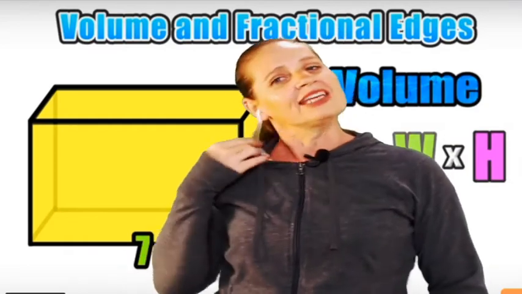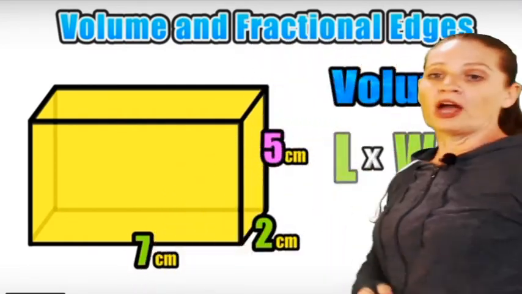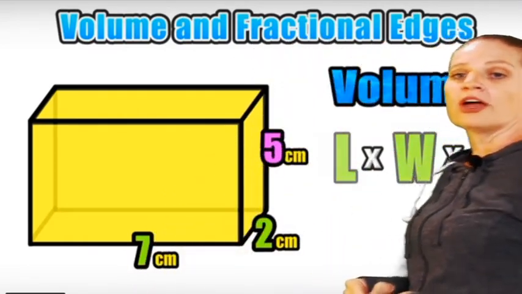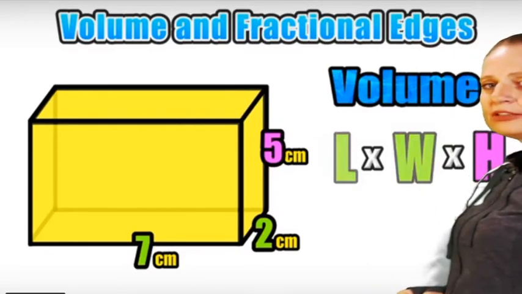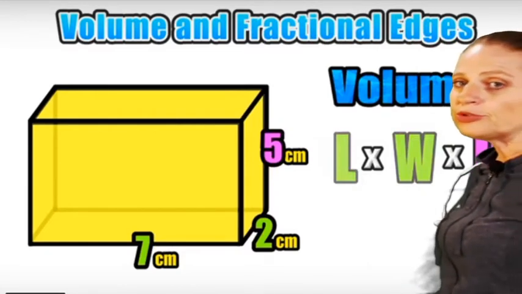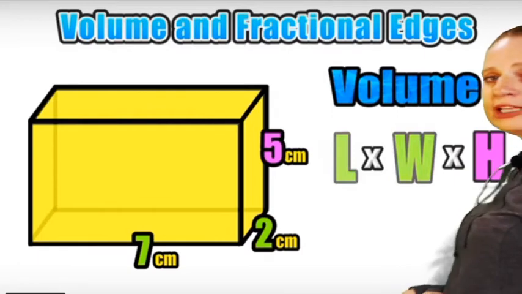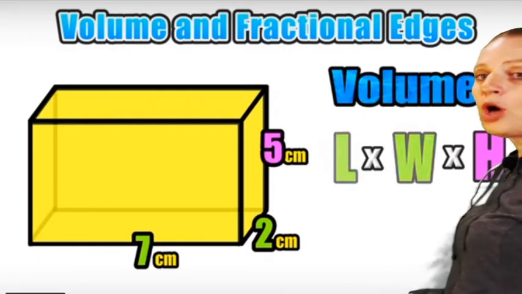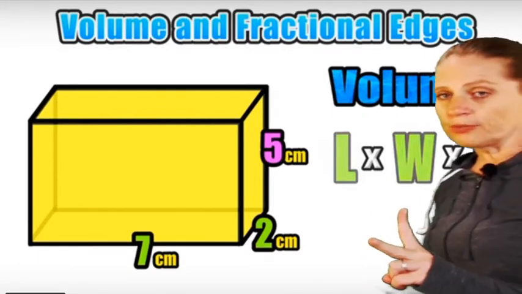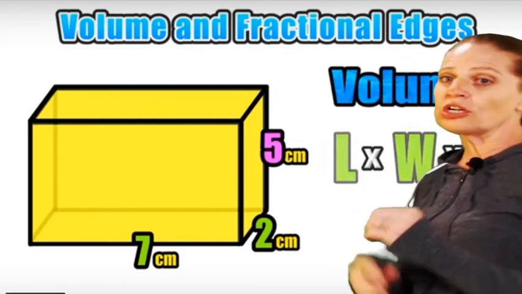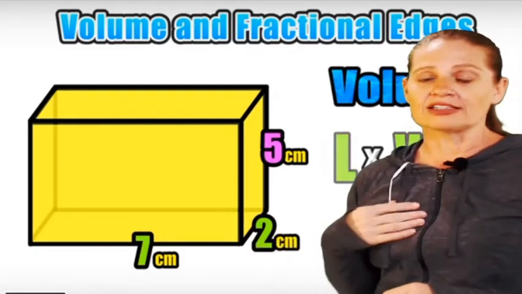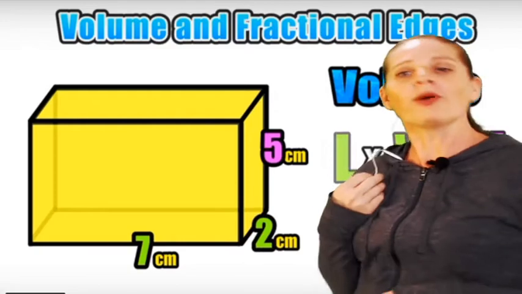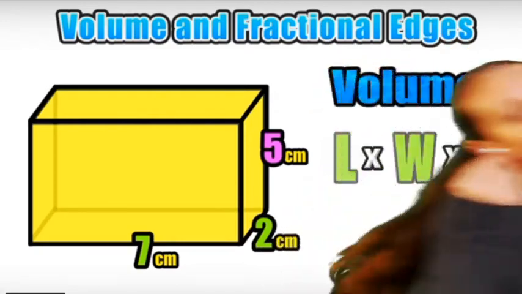Okay guys, now is paper and pencil time. I want you to take your paper and pencil. For L, I want you to use 7. For W, use 2. And for height, use 5. Multiply the first two numbers together, take the answer, and then multiply it by the last number. Answer below, and then proceed with the video.